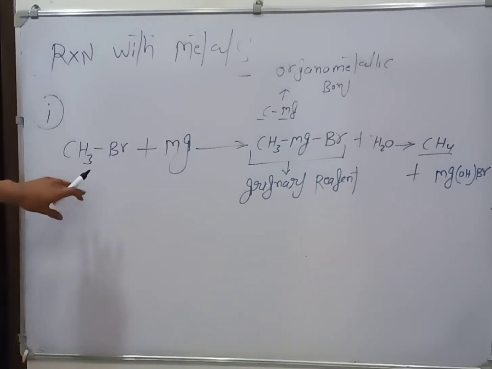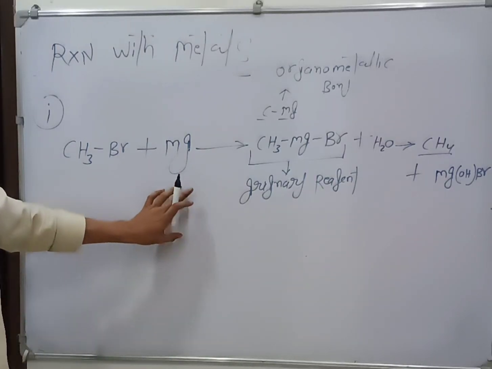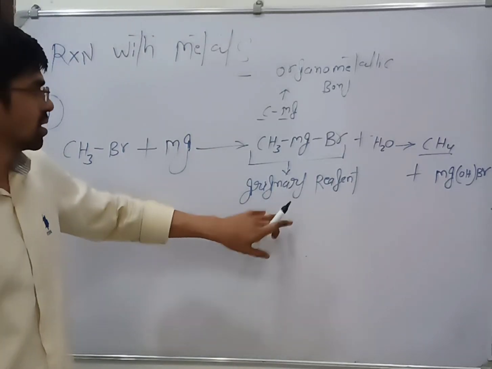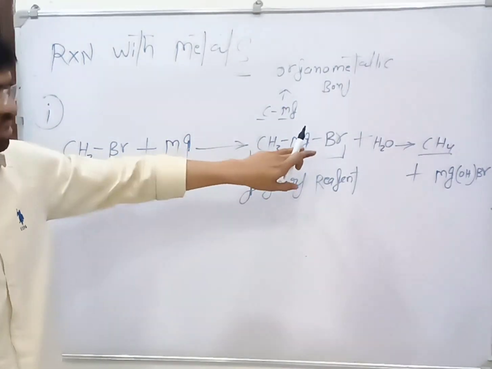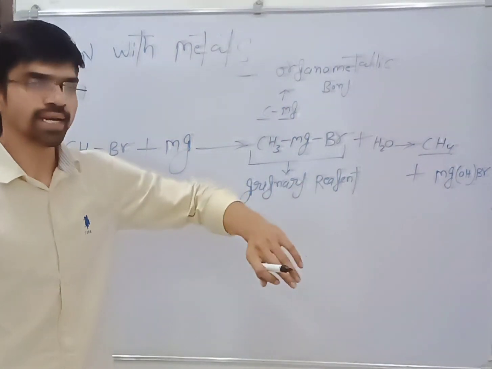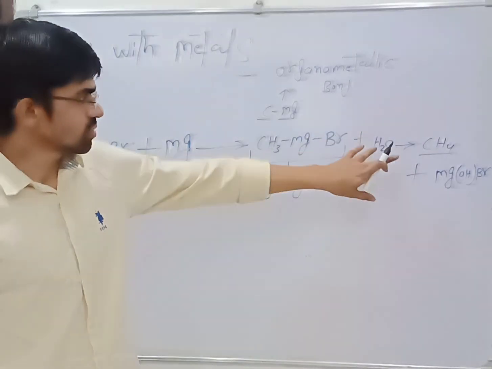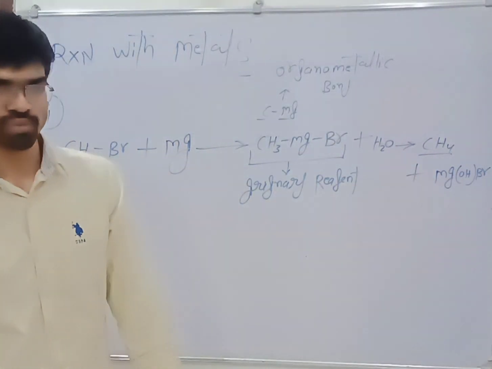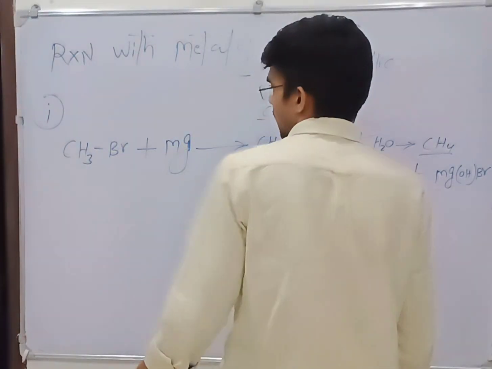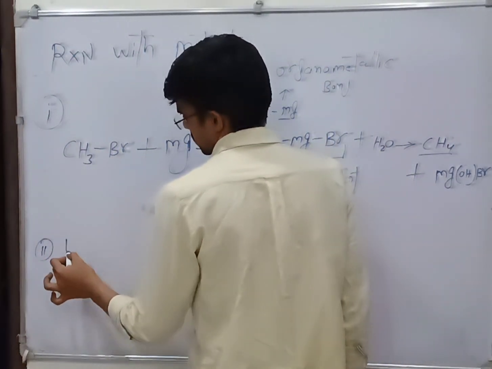Okay, so this is also called a Grignard reaction. When we react the haloalkane with magnesium metal, it will form an organometallic bond, that is a bond between carbon and metal, forming a Grignard reagent, and if it reacts with the moisture content or water, it will form an alkane and MgOH Br.